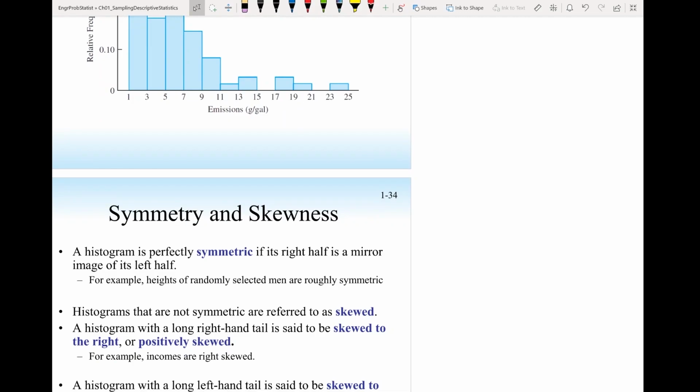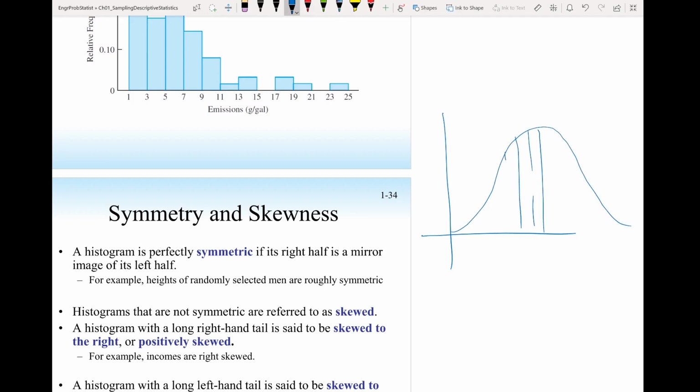Now, a histogram could be symmetric. That means I will draw it like this here. There are boxes here, like this one. So you have a peak, and then these gradually go down. And this right half is a mirror image of the left half. Then we call this histogram symmetric.